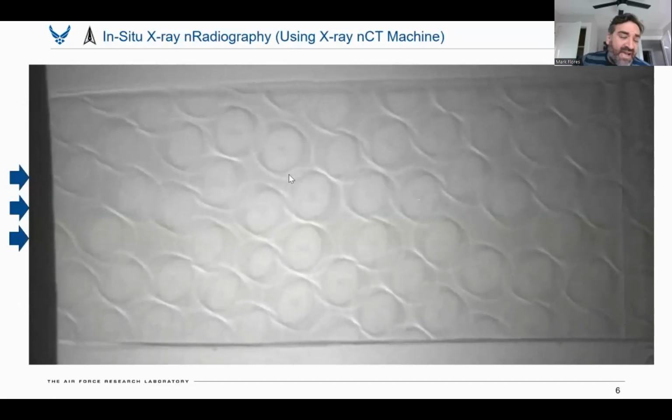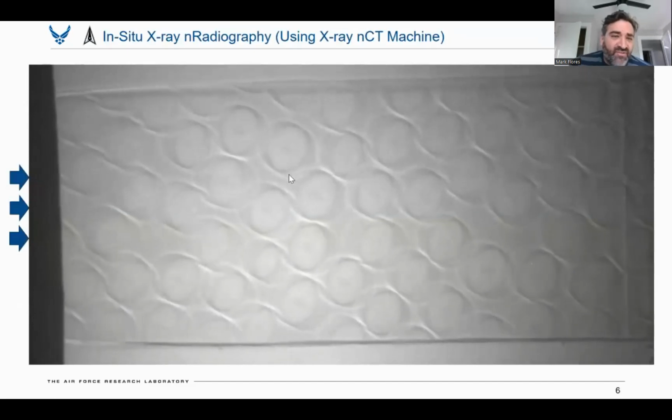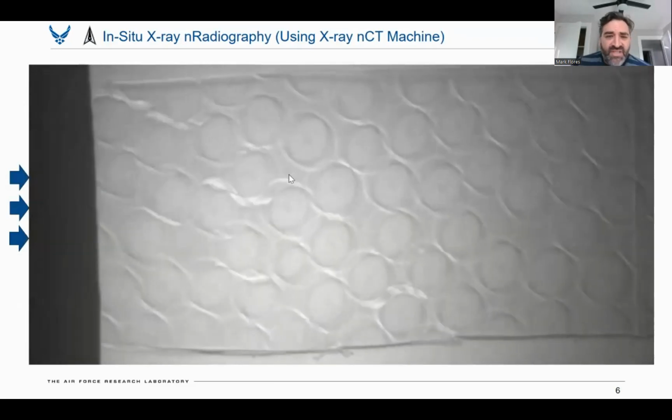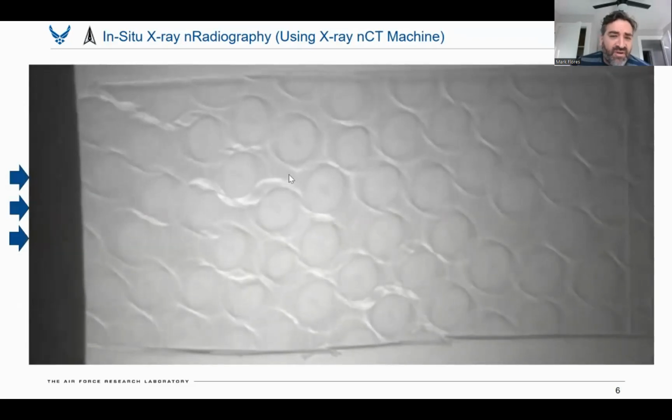But we also have the idea of doing in situ nanoradiography. So we put this into an X-ray machine, and we are going through the process of doing these studies under X-ray CT so that we can capture every aspect of this experiment and see what influences the microstructure and the failure. And that's all I have. Thank you.